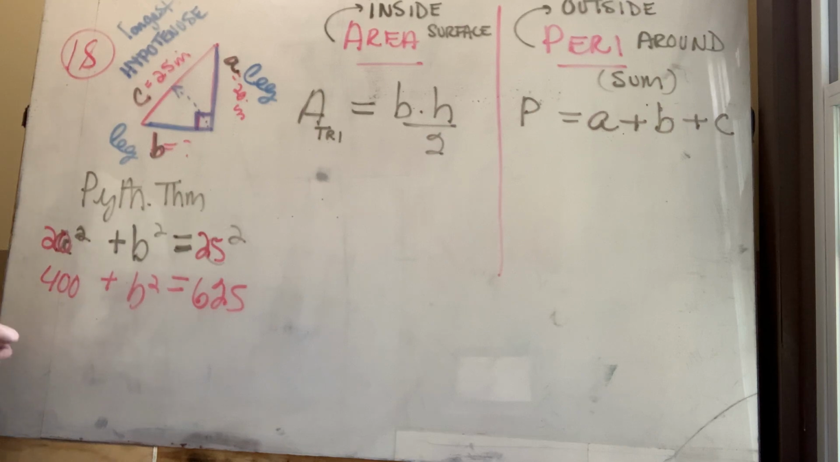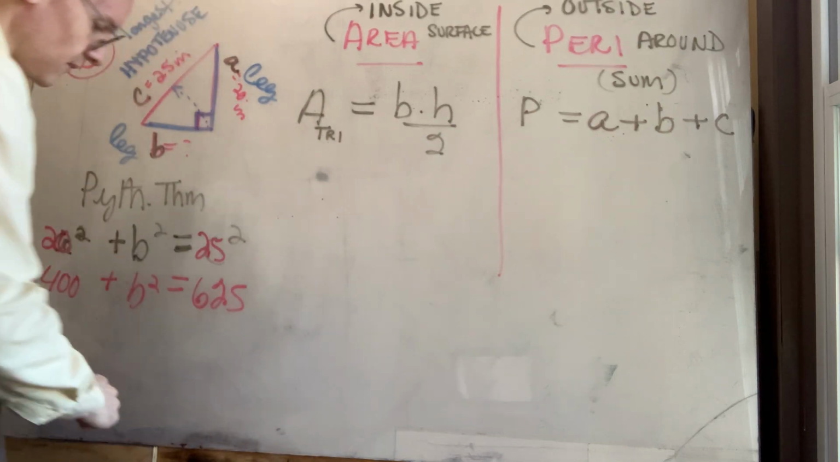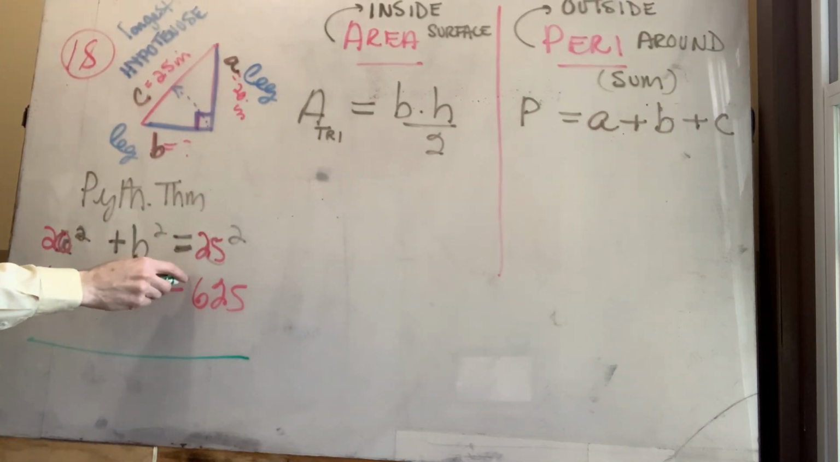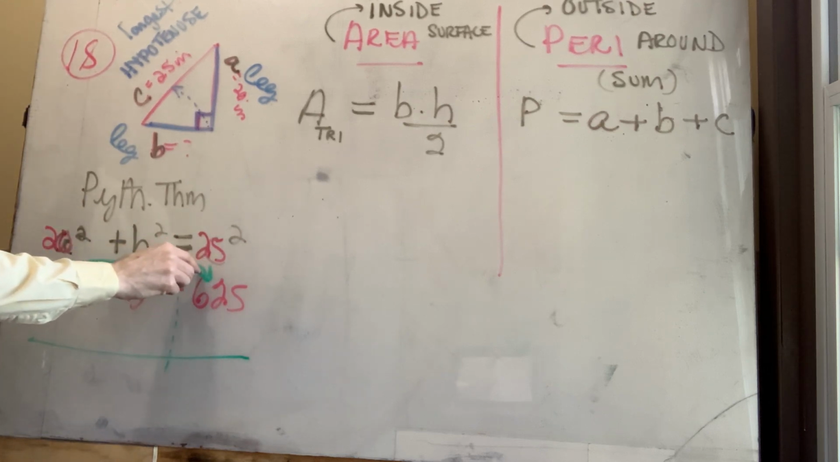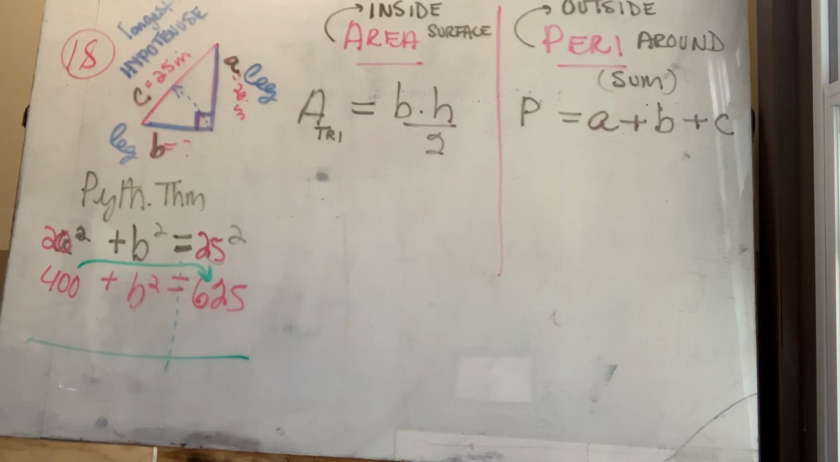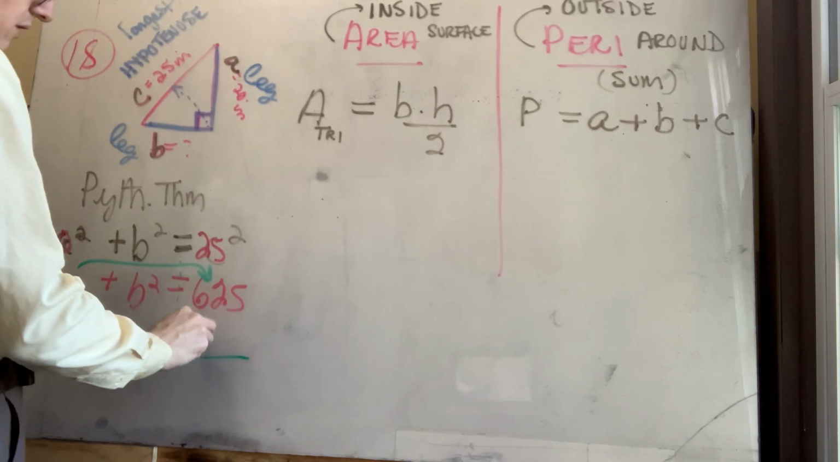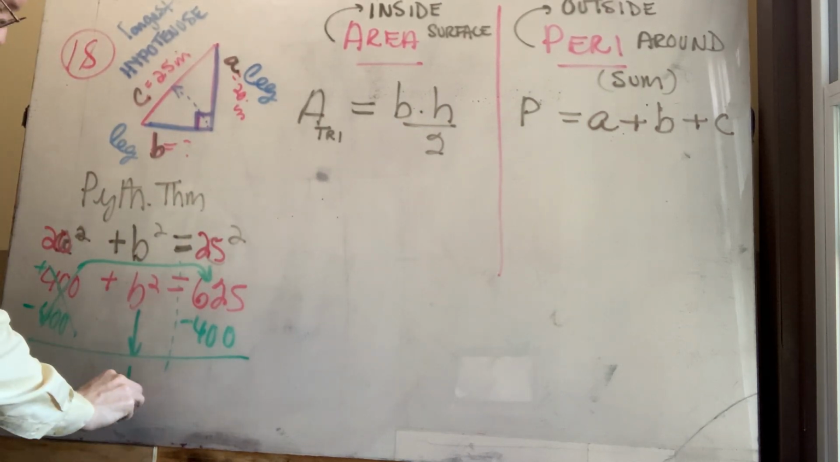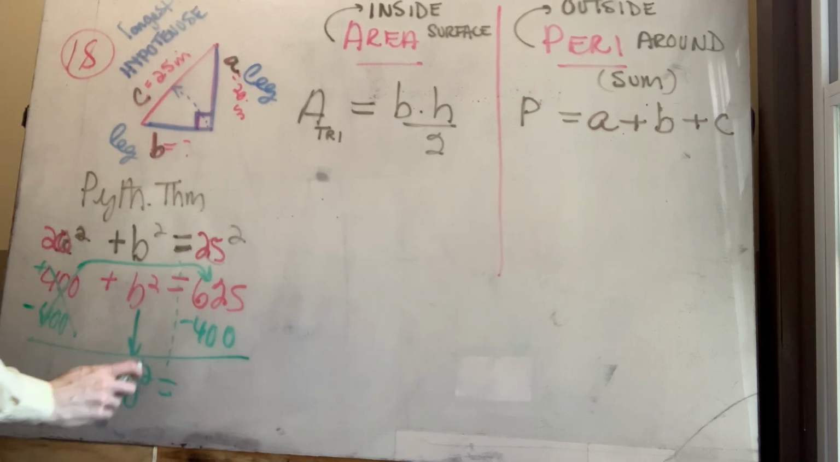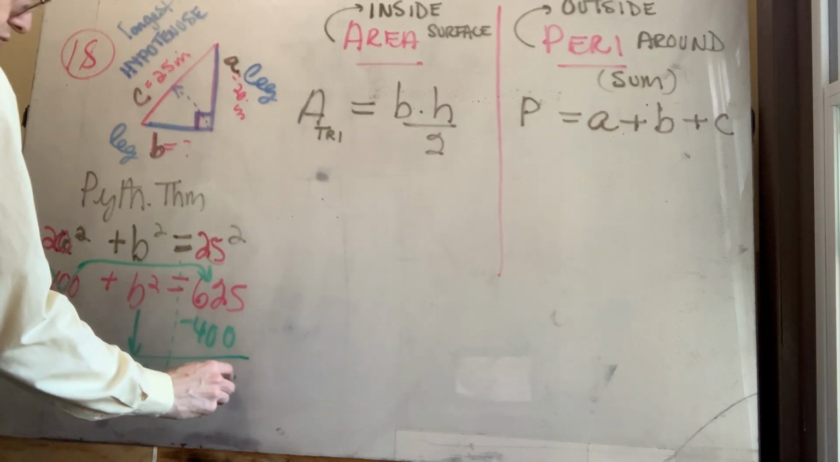We need to rearrange this to get B isolated. That means I'm going to move 400 from here over to where its friend is. Okay. What is the opposite of adding 400? Subtracting 400. These would cancel. B squared would be left over. And then 600 minus 400 is what? 225?